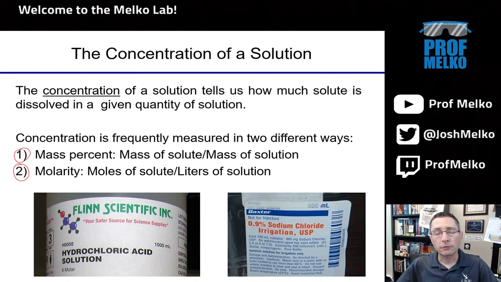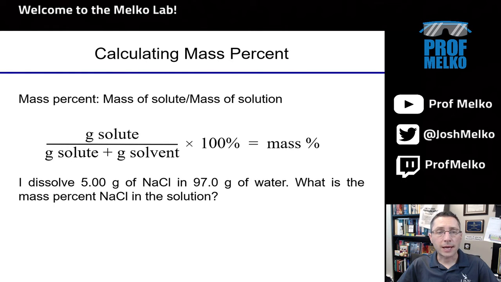Those are two frequently used measurements of how we might communicate to other scientists what the concentration of that solution is. The concentration is how much solute is dissolved in a given amount of the total solution. Keep in mind here that it's always solute over solution, not solvent. It's not solute over solvent. It's solute over total.